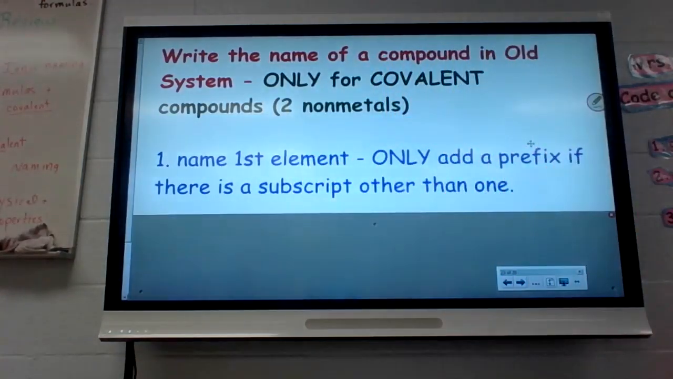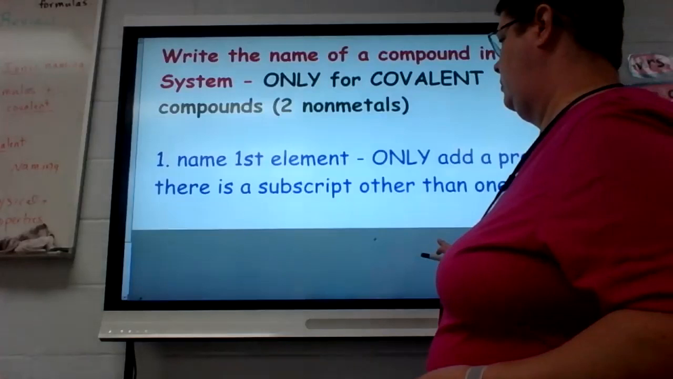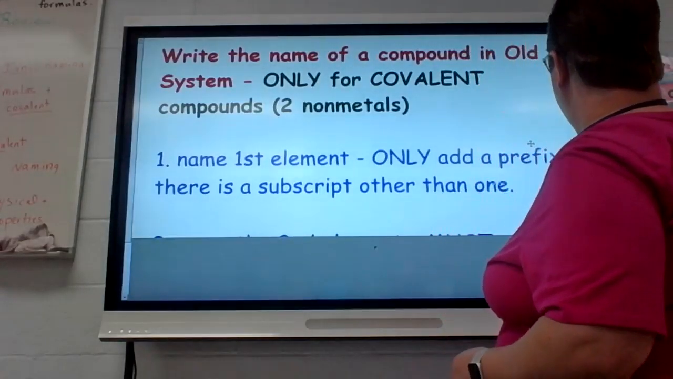We're still naming the first element, just like we did a little while ago, right? But this time, the part that makes it different is we add a prefix if the subscript is different than 1. So if it has a 2, 3, 4, 5, you would add a prefix. Okay?